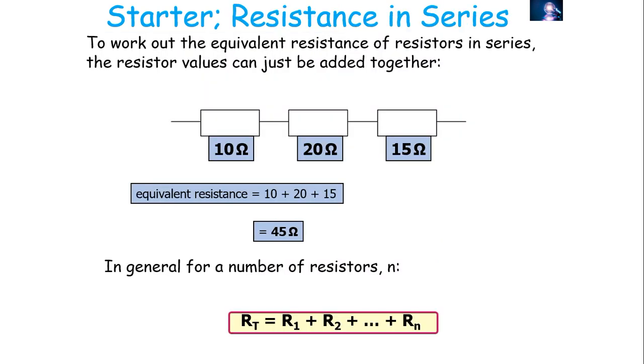So in this particular example, you have 3 resistors in series, a 10 ohm, 20 ohm, and 15 ohm. So the equivalent resistance is 10 plus 20 plus 15, which is 45 ohms. You just add the resistors together.